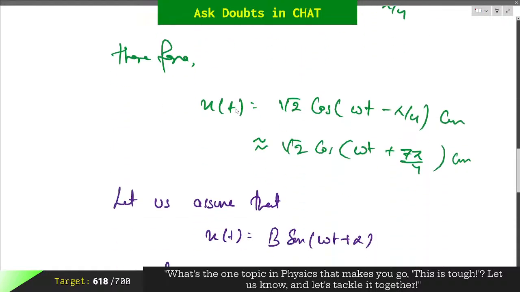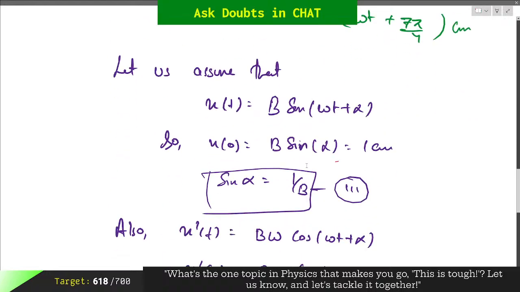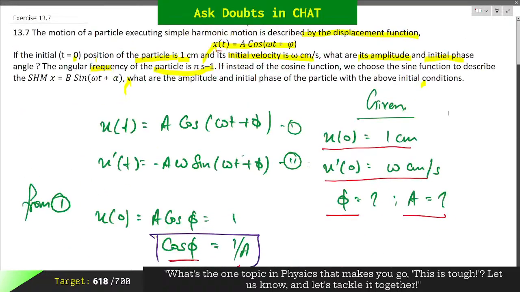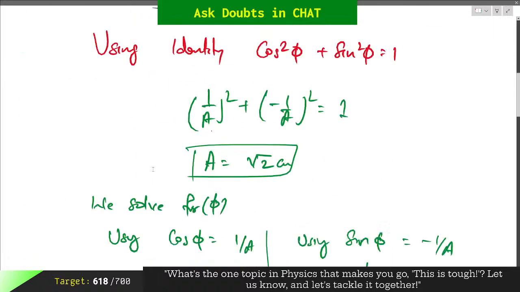So the equation of simple harmonic motion is going to be x(t) = √2 cos(ωt − π/4), or √2 cos(ωt + 7π/4). Here √2 is the amplitude. Now the second part of the question says that we have to write this function in the form of a sine function, that is x as a function of B sin(ωt + α). So we will have to find the value of B, and also of ω, and whether it will change or not.